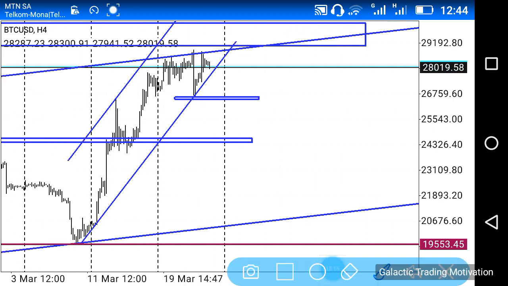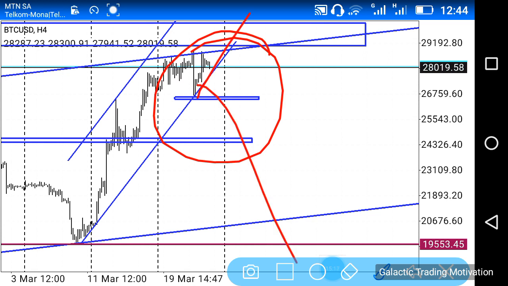Having said everything, buying or selling at the zone is a bit risky because the market could go in either direction. Right, anyway, peace out.